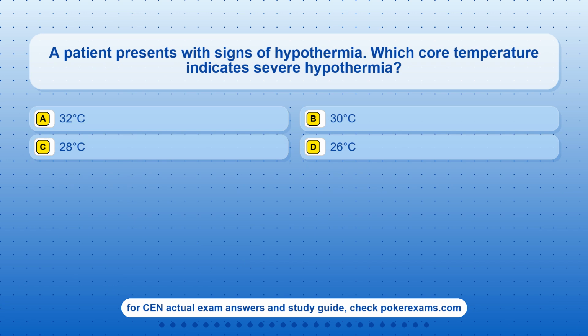Question 5. A patient presents with signs of hypothermia. Which core temperature indicates severe hypothermia? Option A. 32 degrees Celsius. Option B. 30 degrees Celsius. Option C. 28 degrees Celsius. Option D. 26 degrees Celsius.